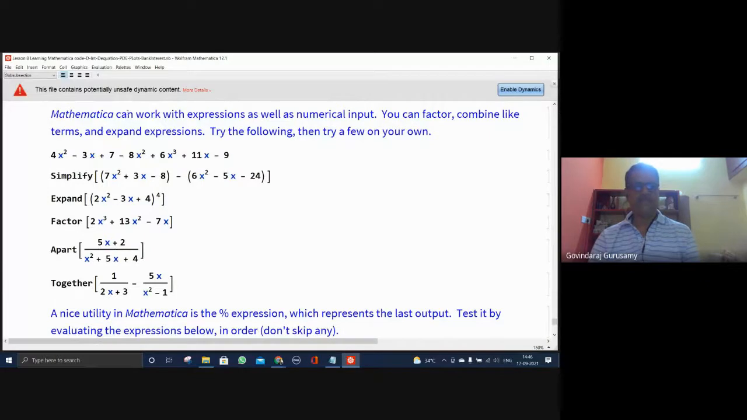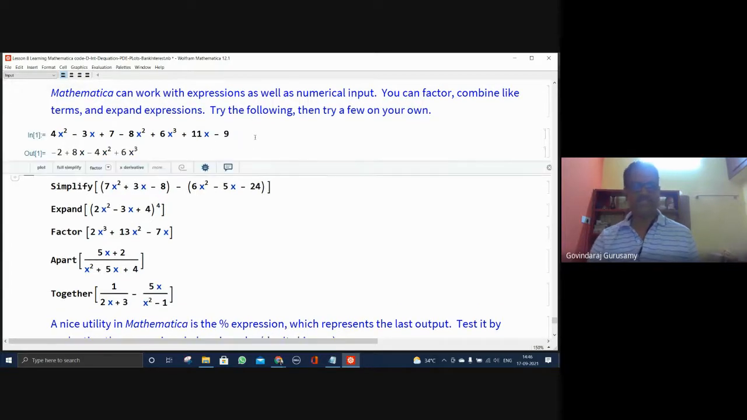Okay, so Mathematica can work with expressions as well as numeric input. You can factor, combine like terms and expand the expressions. Try the following, then try a few on your own. This is the first expression which we have, which is just given as an input here. And this is the actual algebraic expression. It can handle it for a different value.